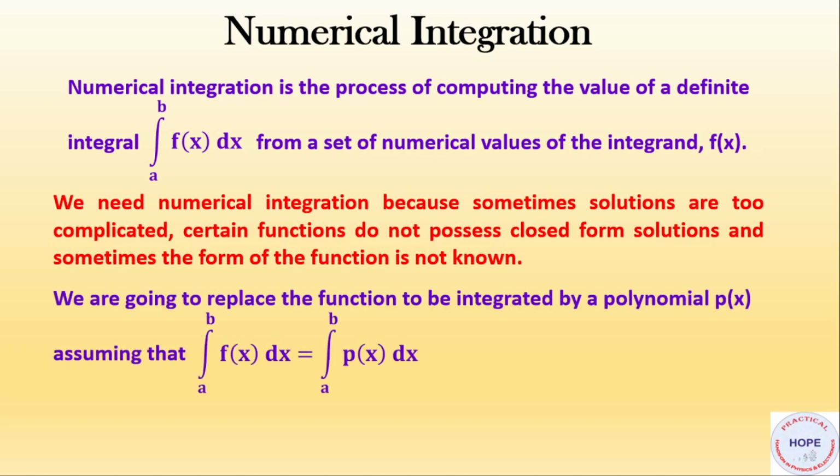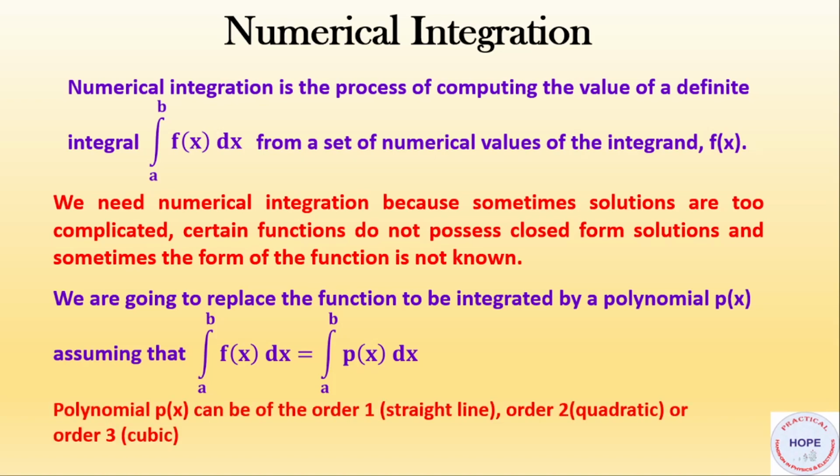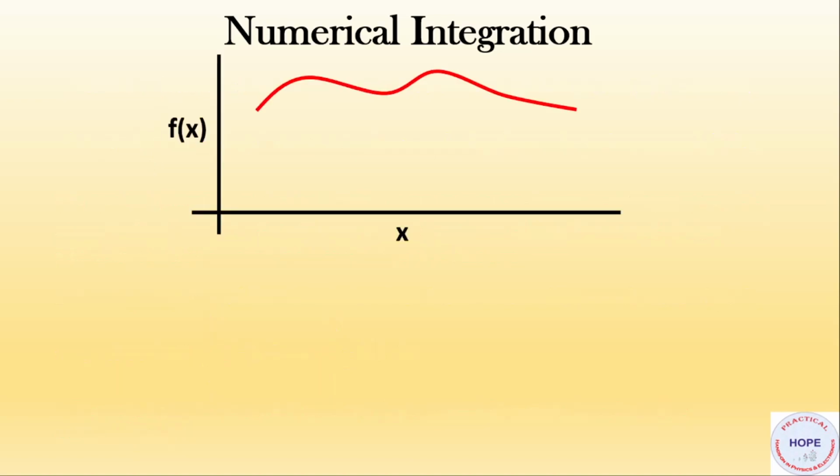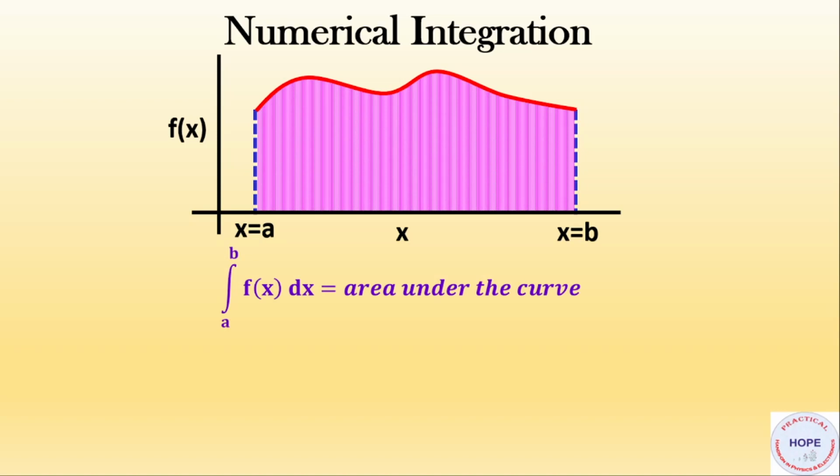We are going to replace the function to be integrated by a polynomial p(x), assuming that integration of f(x) dx is equal to integration of p(x) dx. This polynomial p(x) can be of the order 1 or order 2 or order 3. Say this is the function f(x) and these are the limits x equal to a to x equal to b. Now if we want to integrate this function from a to b, then it is equivalent to area under this curve. Next, how to calculate area under the curve?